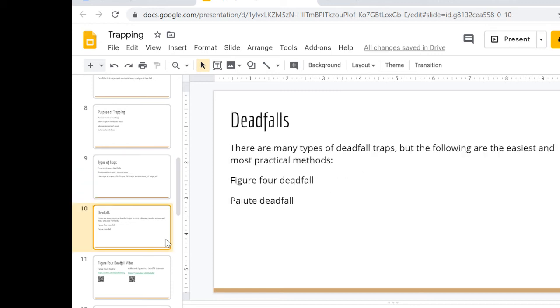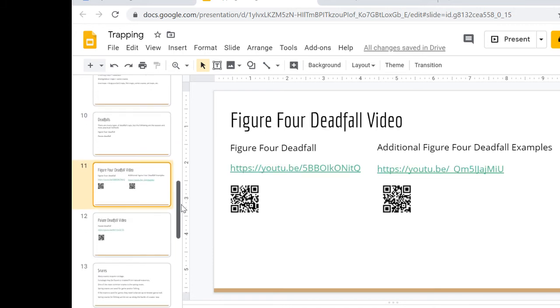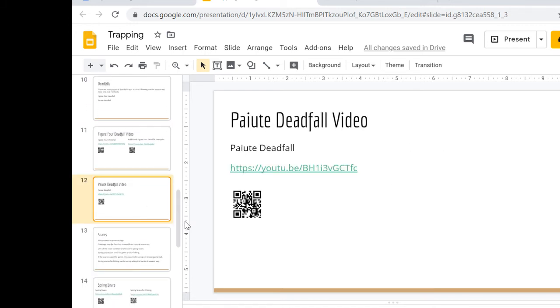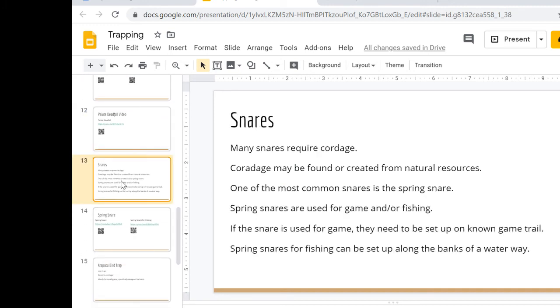So deadfalls, figure 4, Paiute, those are the two that we used in class, and they crush the animal. Here's some videos on the deadfall. Here's one video on the Paiute deadfall that you can go in and watch. And the snares that we did in class was a spring snare. It requires cordage. You may have to create your own cordage, or you may have some on your person, like the clothing that you're wearing may have some cordage in it, or you can make it if you can sacrifice some of that clothing. The most common would be the spring snare.